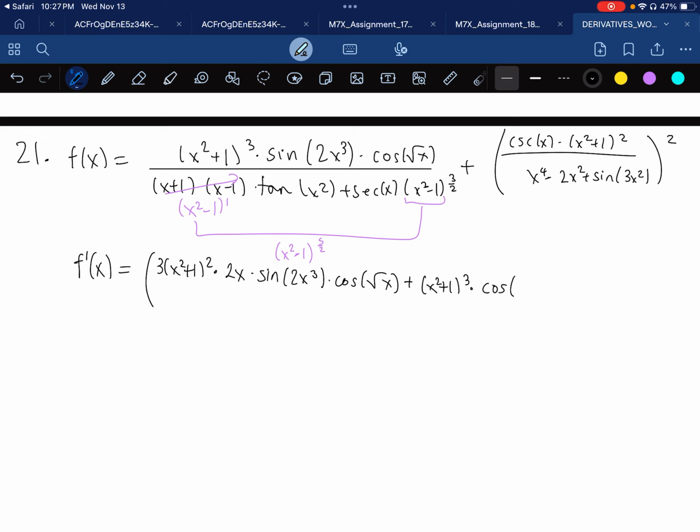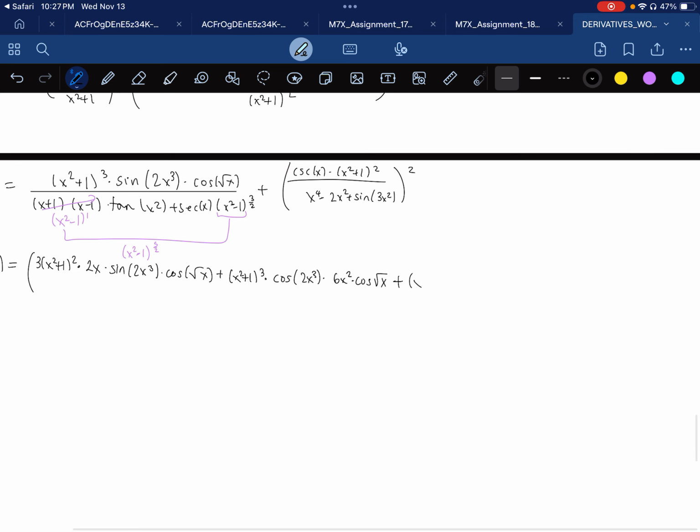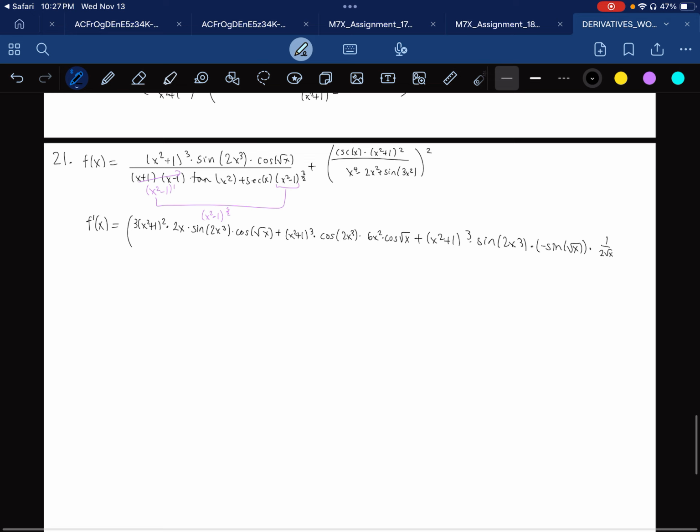Times cosine 2x cubed times the derivative of that, 6x squared times cosine of the square root of x. Okay, plus x squared plus 1 cubed times sine of 2x cubed times negative sine of the square root of x times 1 over 2 root x, which is the derivative of the inside. Okay, that is quite a lot.